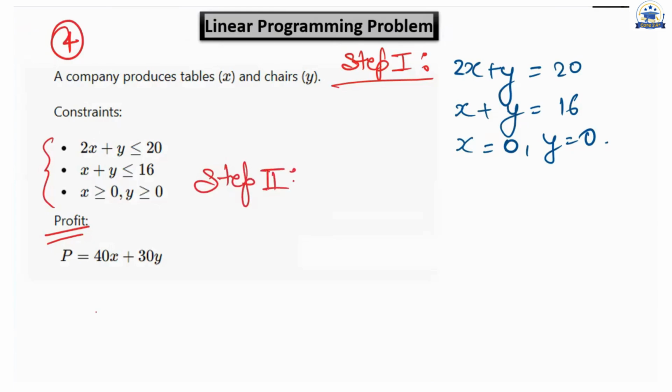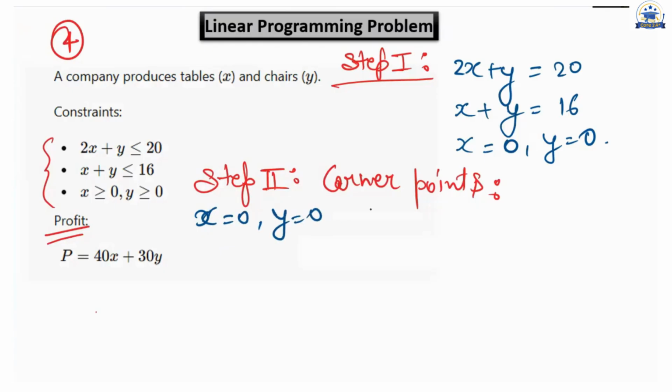Step 2, corner point. Let's find the corner points. First of all, we have to take 2 lines for one corner point. x equals 0, y equals 0. Where do they intersect? At the origin. So the origin is 0, 0. Okay. Next, let's see, y equals 0 and 2x plus y equals 20.